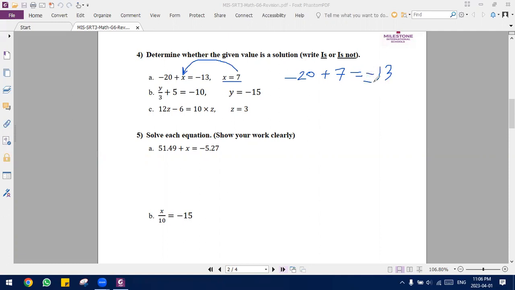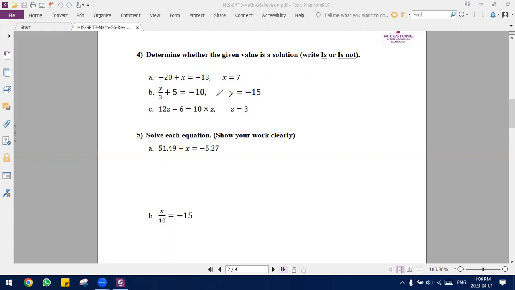Now I compare the value that I found. Is it similar to this answer? Yes, it is. So is x equals 7 a solution? Yes. So I write is. So after I show my work, I write is. It means x equals 7. It is a solution.